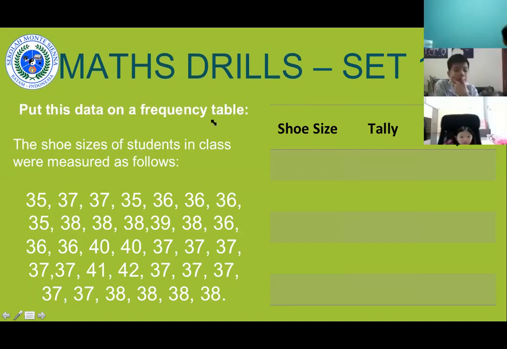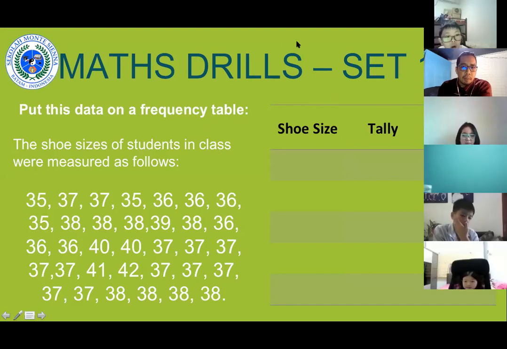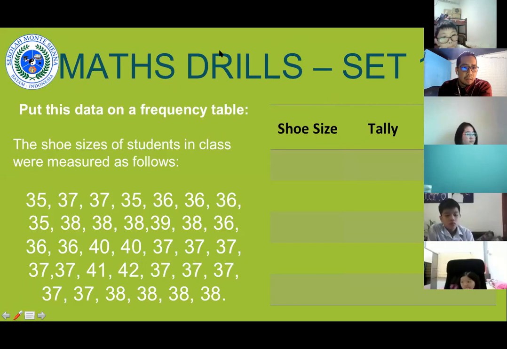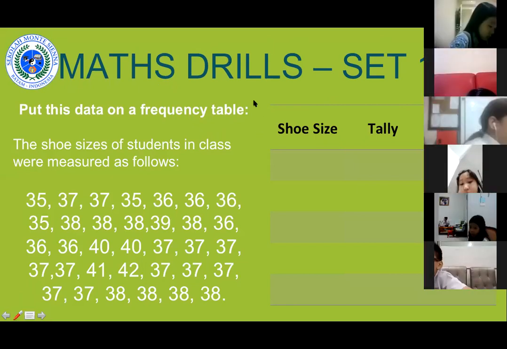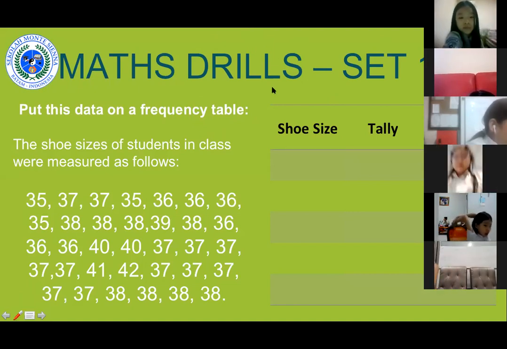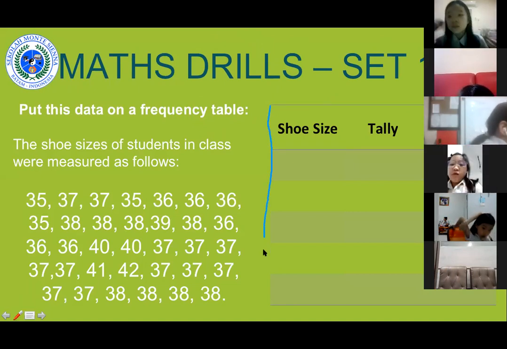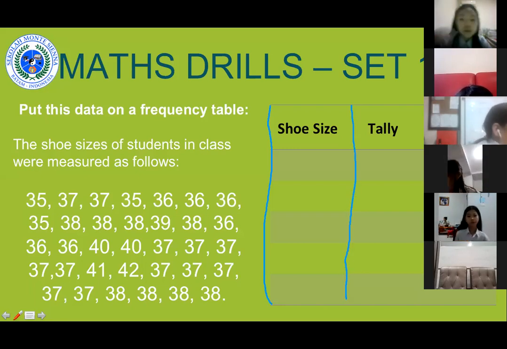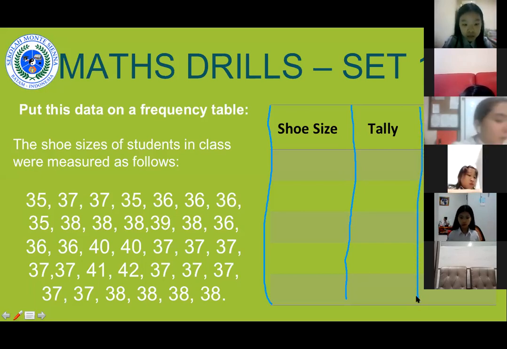Okay, now I want you to use your paper and pen, any paper will do, and kindly create this table. Can I use a notebook? Yes. Okay, use any paper, math journal, math notebook. So these are the shoe sizes of students in class, measured as follows. Create a table: first column, shoe size. Second column, kindly write tally. And later on, at the end, we're going to count the total number of pupils.